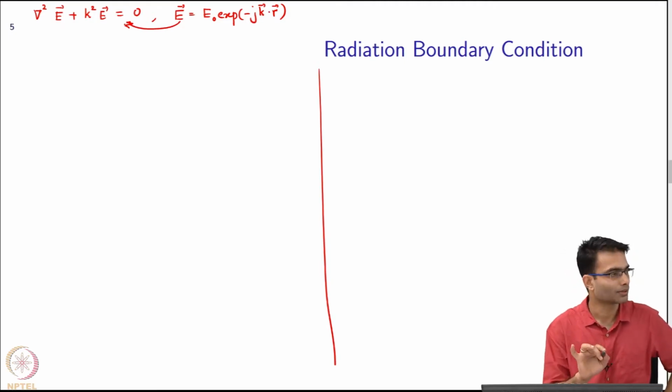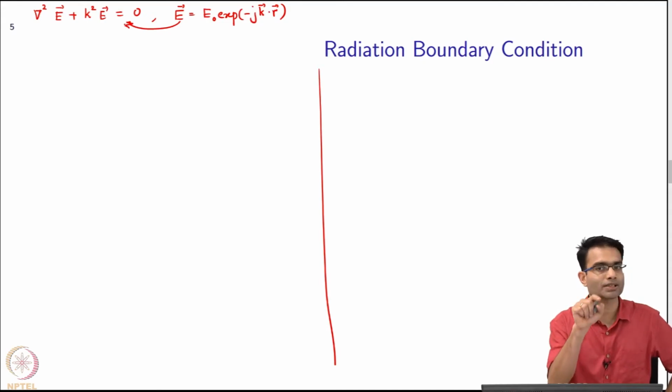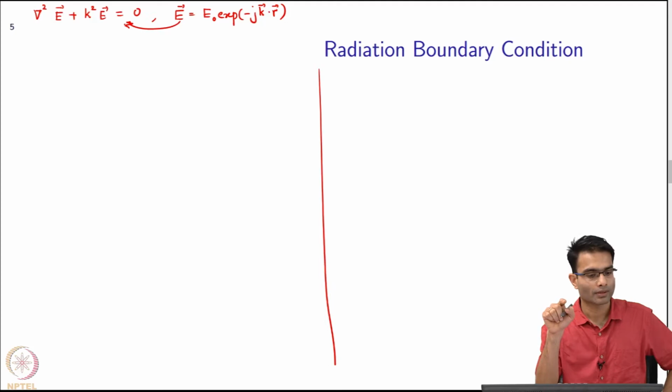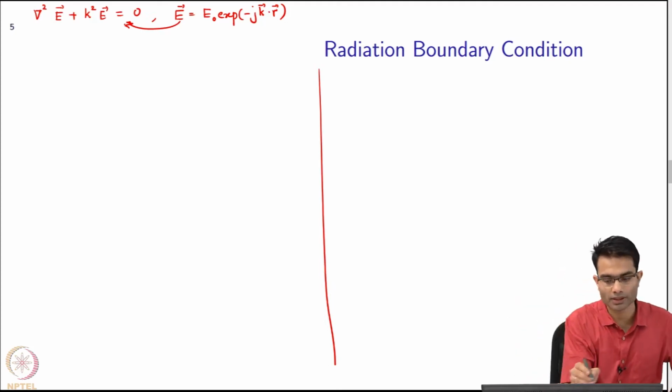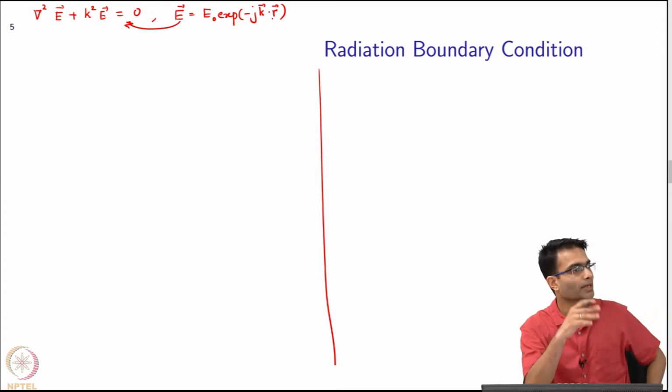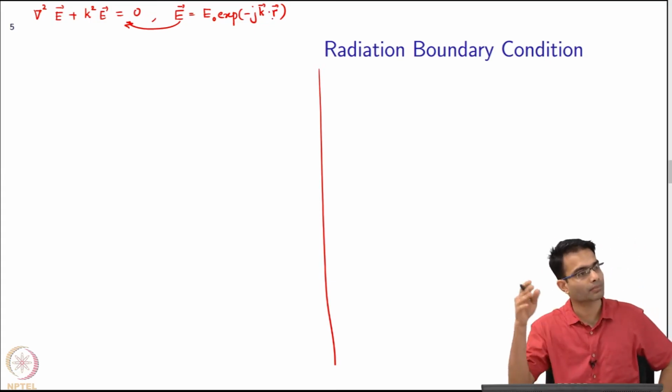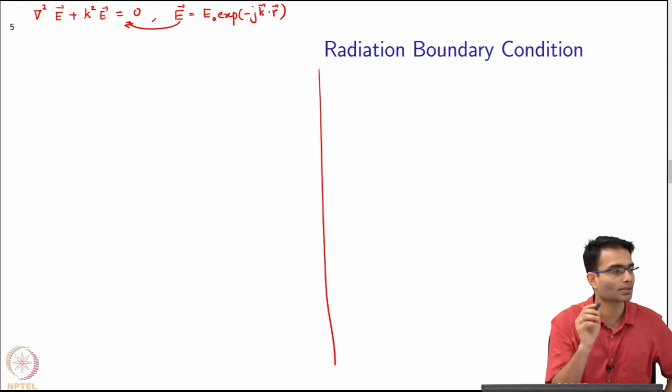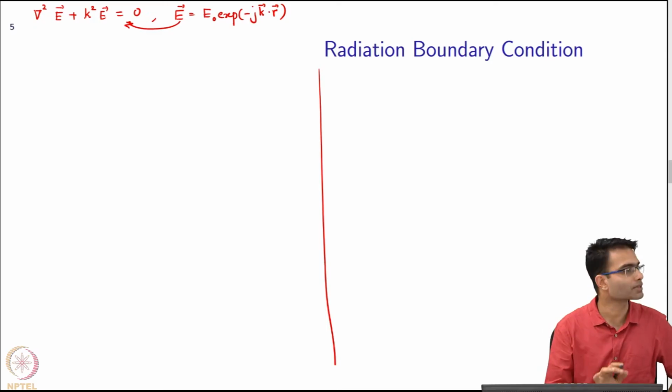Everyone is convinced? The first term, when I take del squared, gives me a minus kx square minus ky square minus kz squared. Taking one more derivative, there is a k squared over here, so it will cancel off and I will get 0. So, you agree that this is a solution.